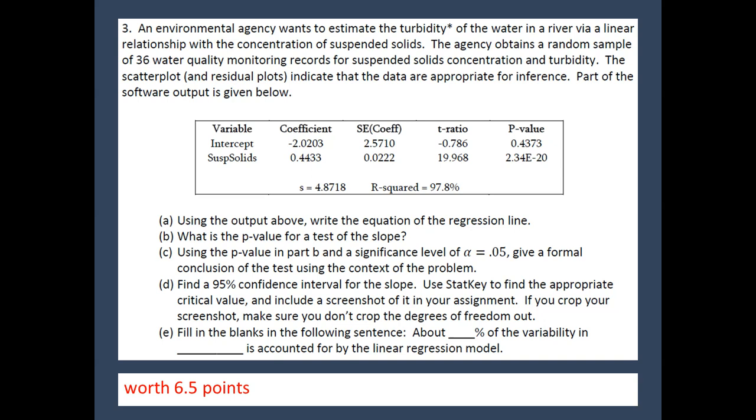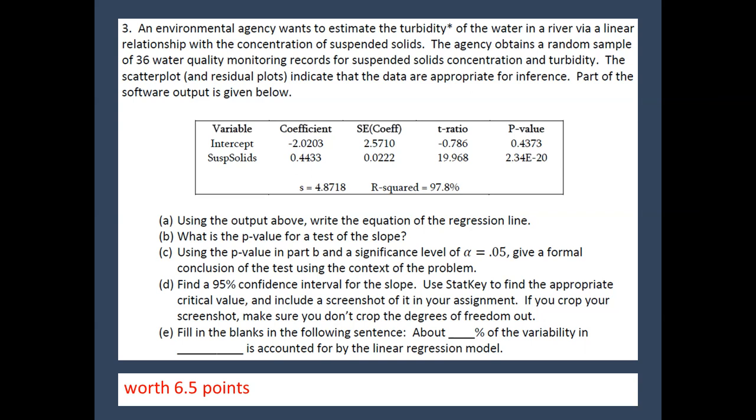Part B, the p-value, that's worth half of a point because there really isn't any work to do there. It's just pulling the correct value out of the table. Part C, a formal conclusion of the test using the context of the problem. There's a reference for this toward the end of the section 7.1/9.1 notes. In the video, it's at the very, very end. It's the second to last slide.